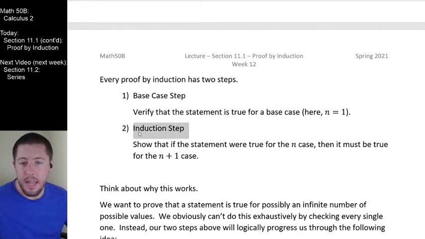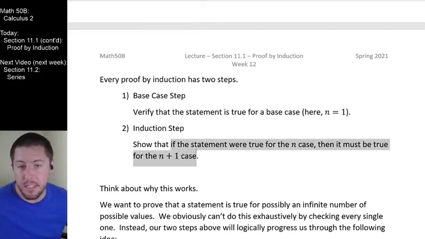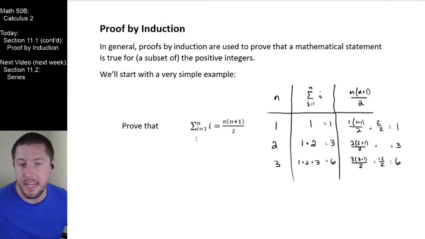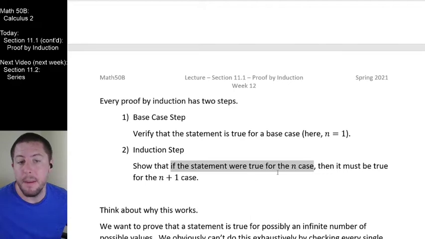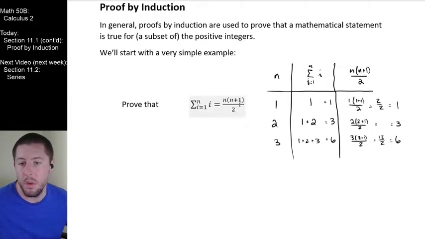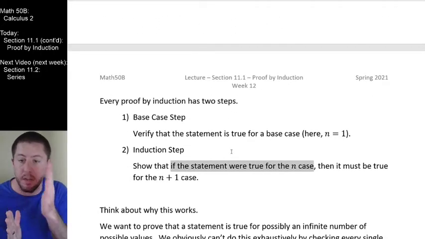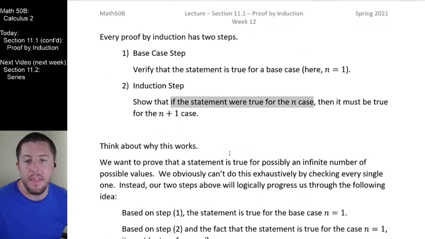The induction step, or the inductive step, is to show that if the statement were true for the n case, this is the n case right here, then it must be true for the n plus 1 case. So what we're going to do with the inductive step is we're going to say, assume that this equation is true using n as the value of n. Then what we want to prove is that it is true if n plus 1 is in fact the value of n. This is saying, given that it's true for some case, prove that it's also going to hold true for the next case. And let's think about why this is going to work.